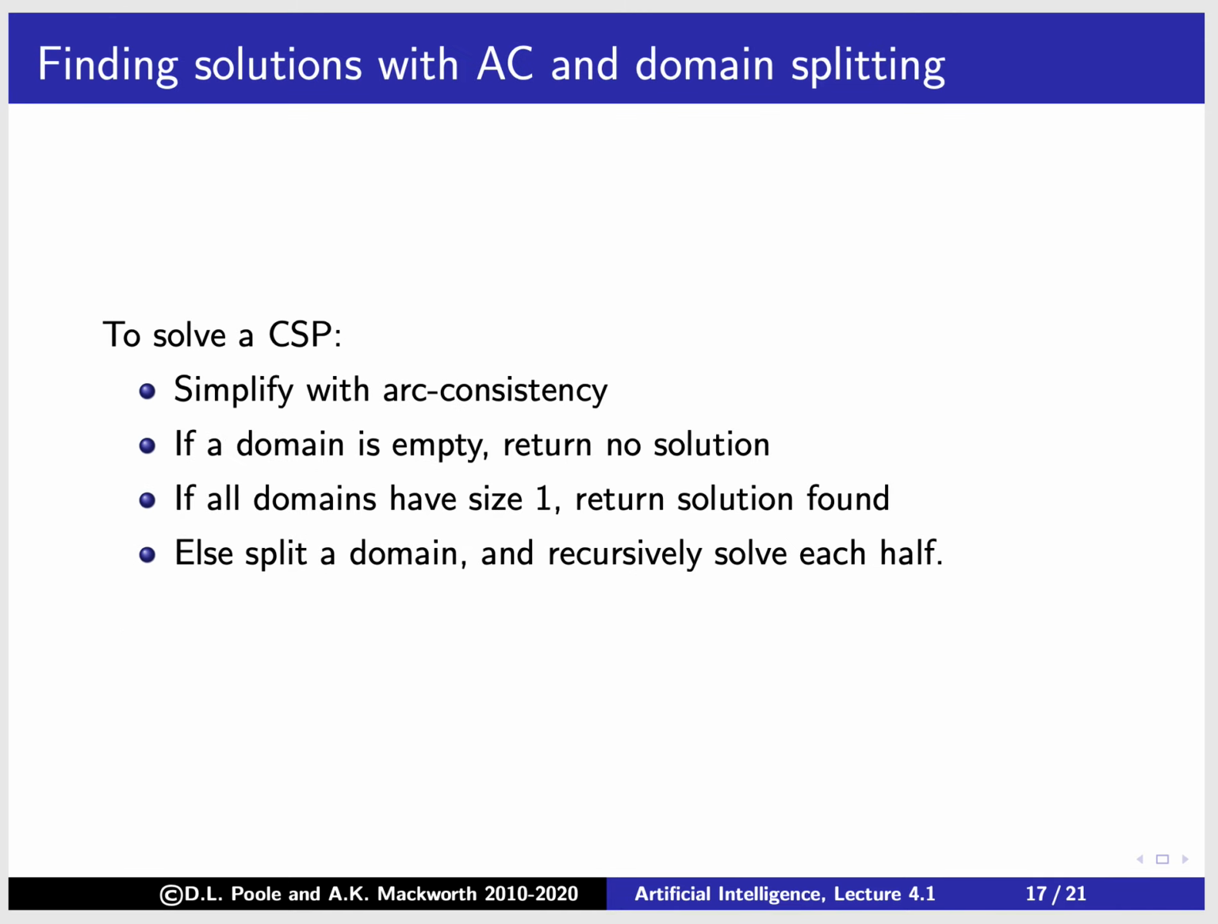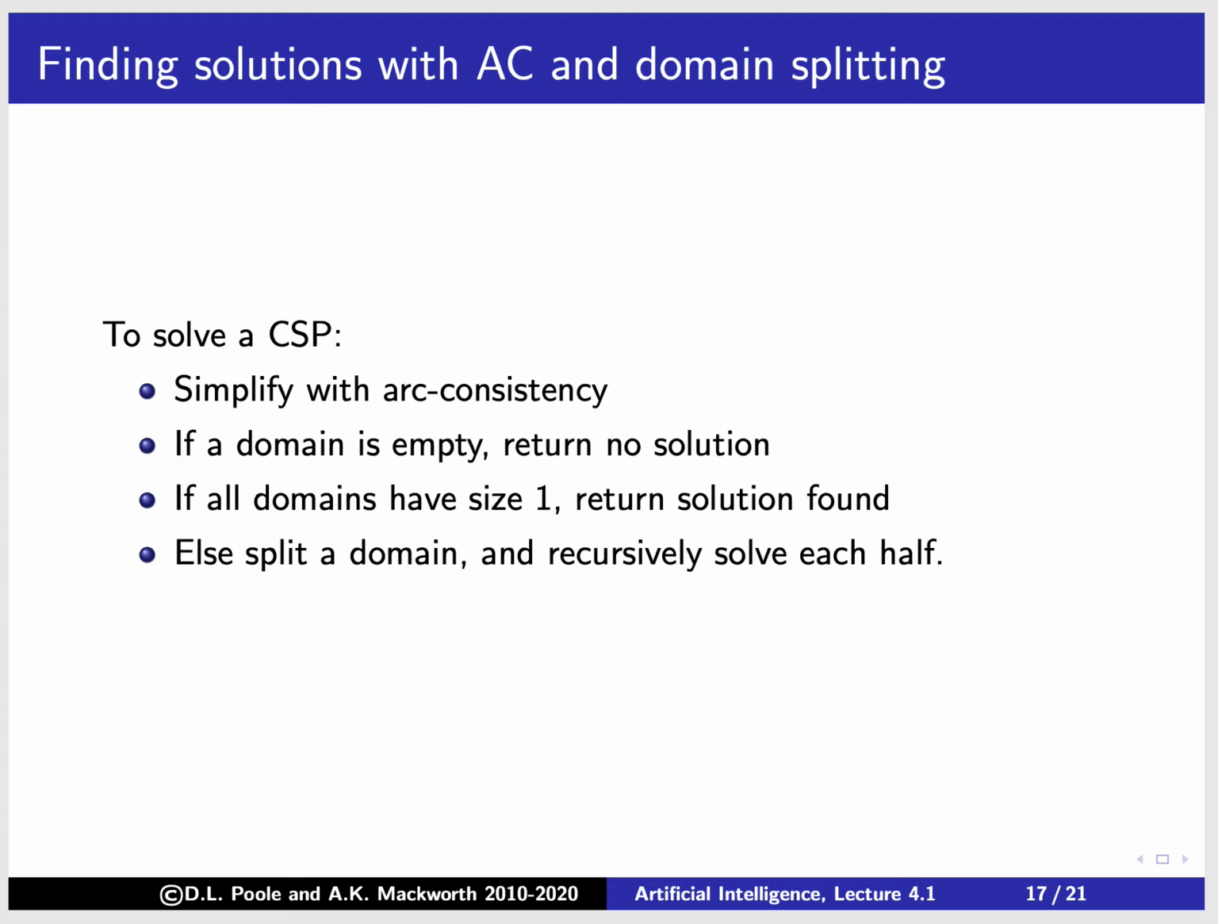So what we're going to do is find solutions with arc consistency and domain splitting. To solve a CSP, we simplify with arc consistency. If one of the domains is empty, we return no solutions. If all domains have size 1, we return the solution found. Otherwise, we split a domain and recursively solve each half.